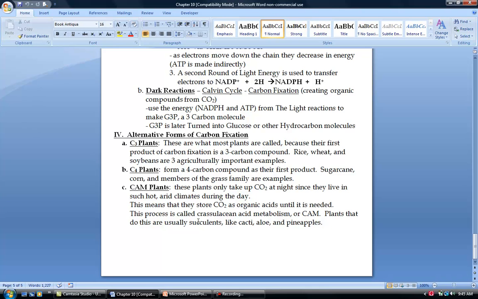It's called crassulacean acid metabolism, and for short we call it CAM. And so we say the plants that do that are called CAM plants. If you think about anything that can grow in really hot and dry environments, like cactus, succulents, aloe, and pineapple plants, all of those are going to take in CO2 only at night, whereas all these other plants we talked about are going to take it in during the day and at night.